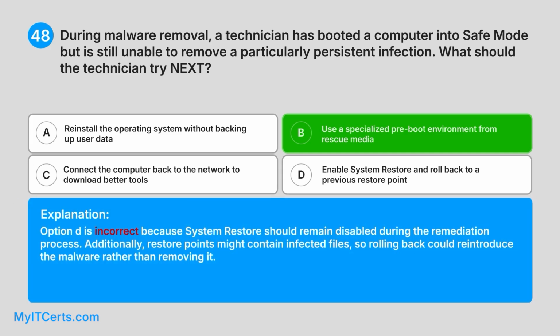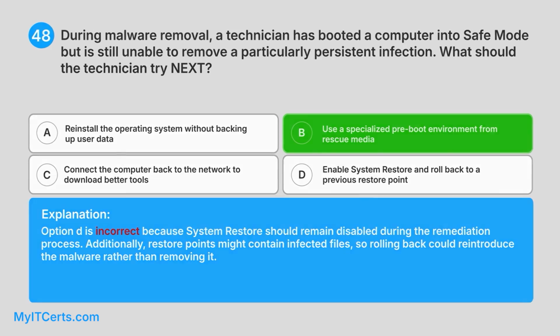Option D, enable system restore and roll back to a previous restore point, is incorrect because system restore should remain disabled during the remediation process. Additionally, restore points might contain infected files, so rolling back could reintroduce the malware rather than removing it.